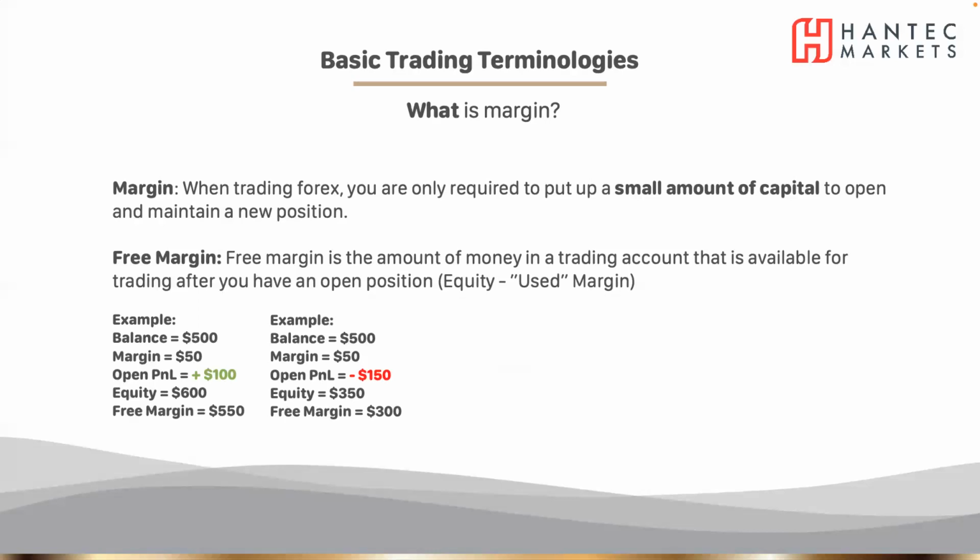Simple. The second example is balance equals $500. Margin, same, 50. But I have an open P&L, I am losing $150. My equity is $350. The free margin that I have is only $300. Why? It's because if I take my equity and subtract the margin, 350 minus 50, that equals 300. I have $300 available for opening new positions.